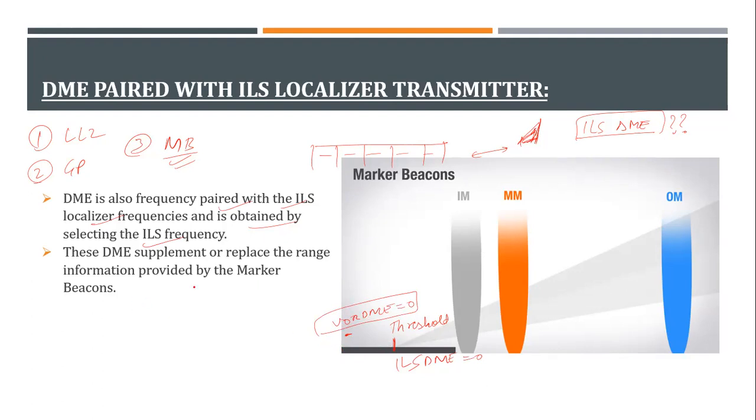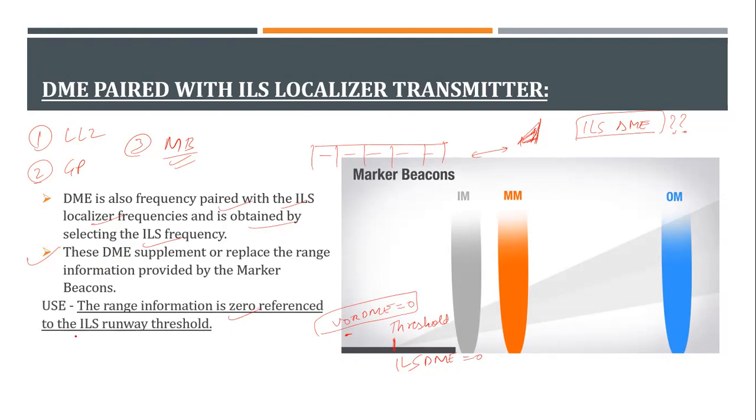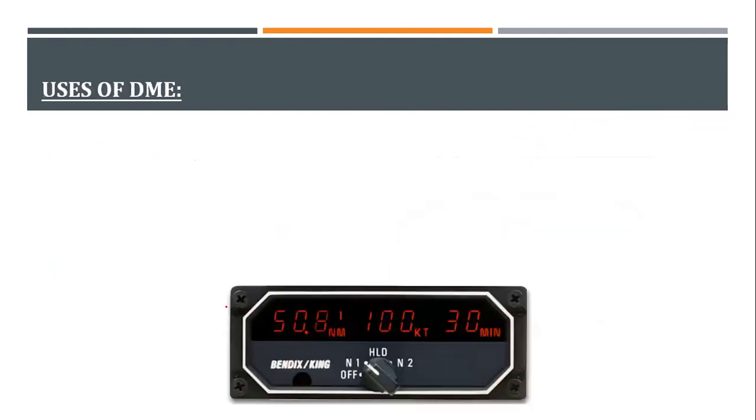So that is why it is important for you to realize that different DMEs co-located with others can also be used. The range information is 0 in reference to the ILS runway threshold, as I told you. It's important. I've underlined it also in the notes. You can find it. So what is the use of DME other than this? You can see that we can use it, and this is how it is written on your chart.